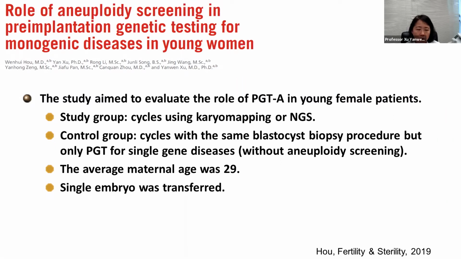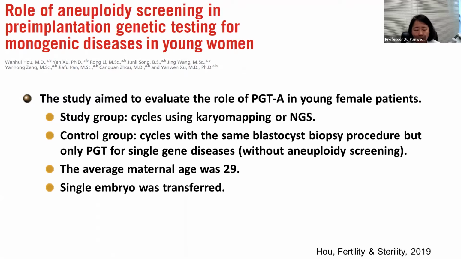And the study group consists of cycles using karyomapping or NGS. That is, the study group includes patients undergoing PGT-M at the same time with PGT-A. The control group consisted of cycles with the same blastocyst biopsy procedure, but only PGT-M for single gene disease without aneuploidy screening. The average maternal age was 29 and a single embryo was transferred in FET cycles.